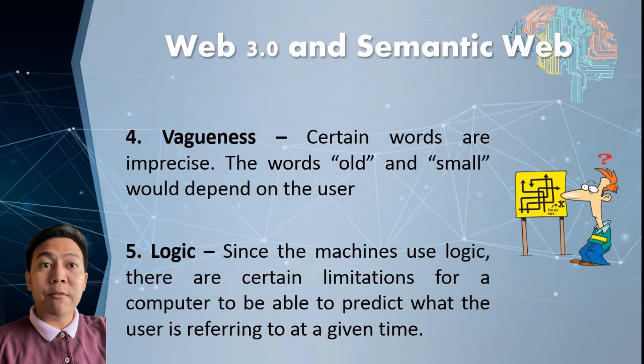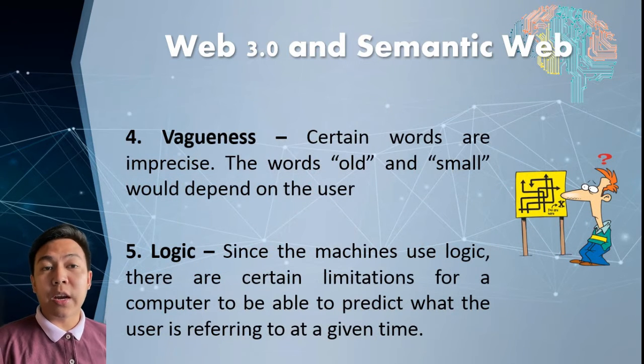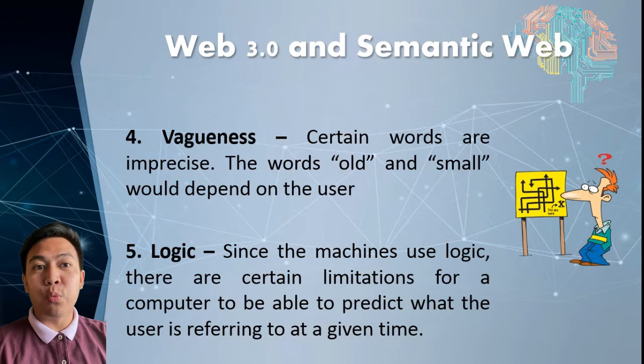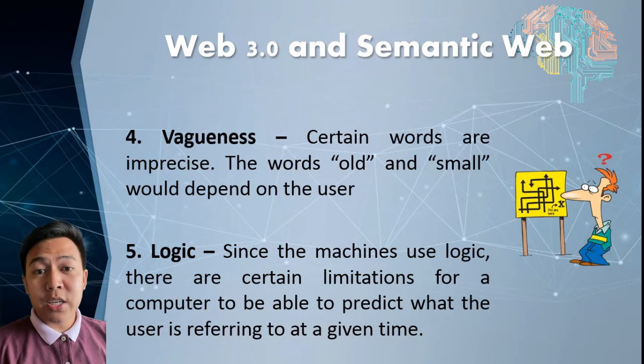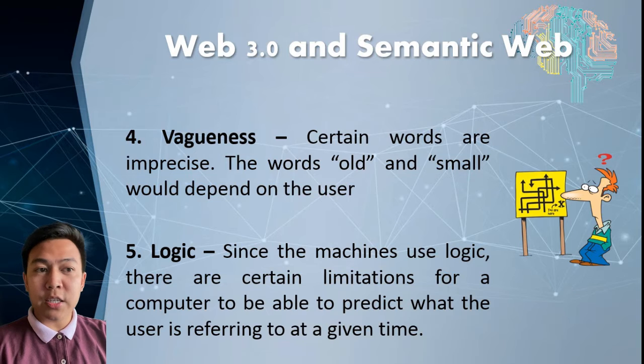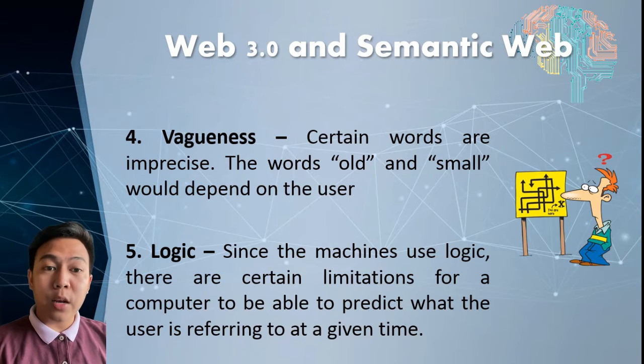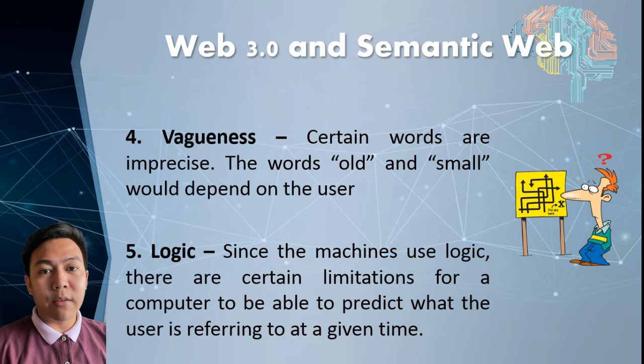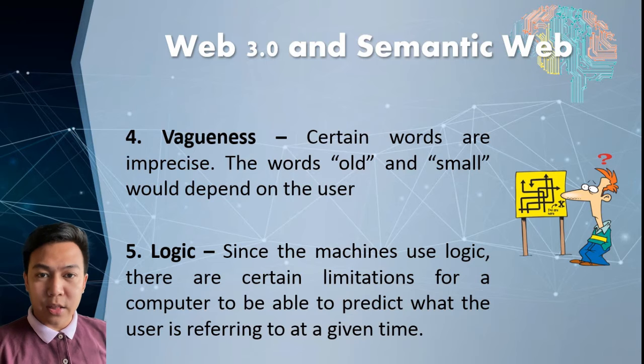We also have vagueness, where certain words are imprecise, and the words old and small would depend on the user. And logic, since machines use logic, there are certain limitations for the computer to be able to predict what the user is referring to at a given time. So you need to be specific when researching on the internet.